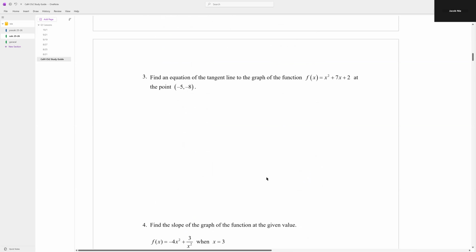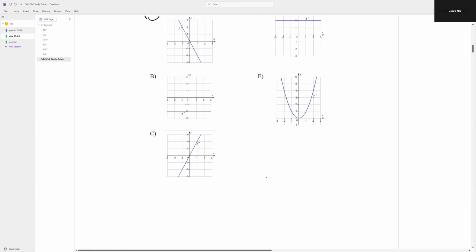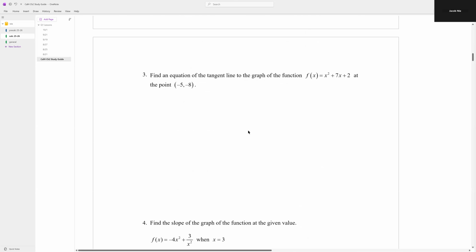Next, going on to question 3, we have to find an equation of the tangent line to the graph of the function at a specific point. And so this calls for a derivative because first we need to find the slope, right? We're given the point that the line must go through. That tangent line must go through this point, but we don't know what slope it is. And so that's exactly what derivatives are for. They tell us the slope of a tangent line.